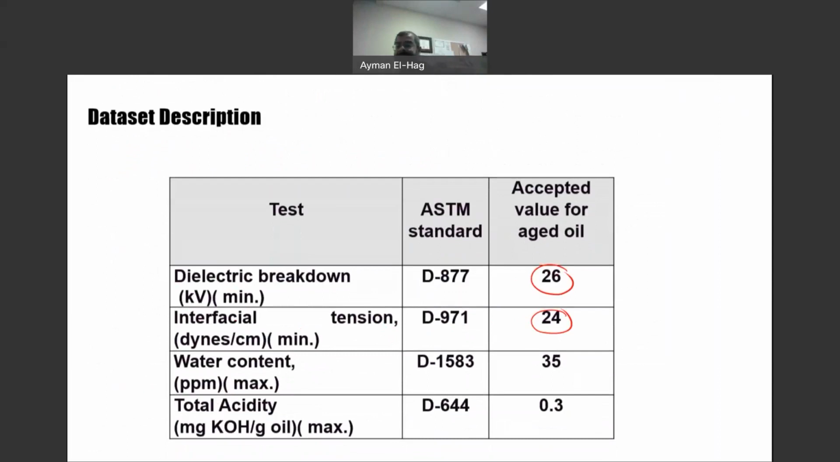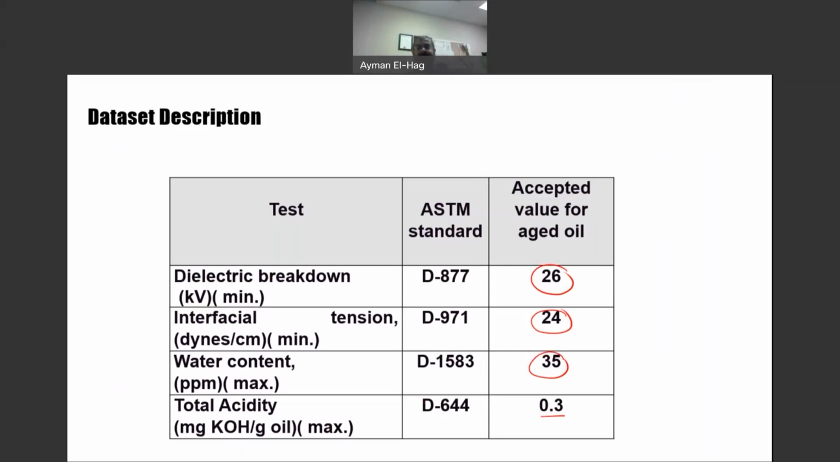Because for the interfacial tension, you want the value to be high. It means that you need more tension, more force, to separate the water from the liquid, so it means that they are not homogeneous, or there is no polar contamination inside the oil. Water content, maximum 35 ppm. So as we said, we don't want to have water there. Acidity 0.3, again maximum. We don't want to have acidity.